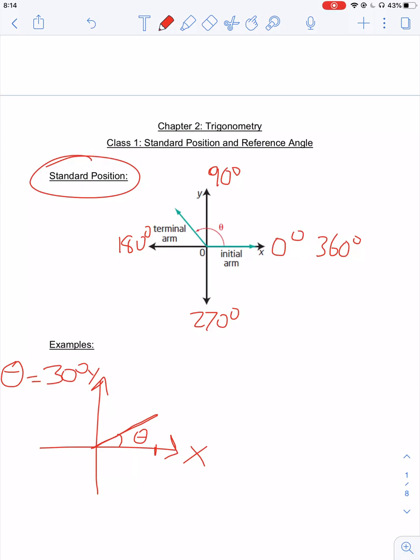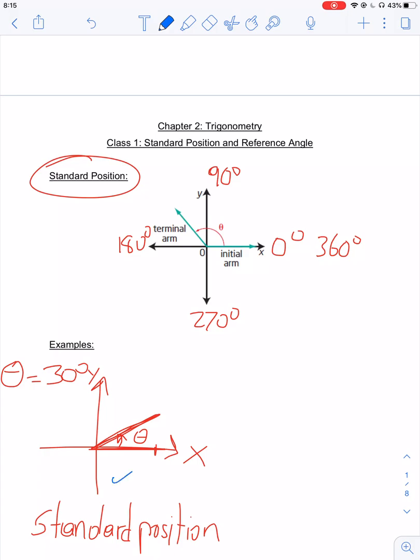Now, you have to be careful, because this respects the definition of standard position. The initial arm is on the positive x-axis, the terminal arm is here, and the distance in between is what we call theta. So this is in standard position. I'm going to give you an example of something that's in standard position, and the other example will not be in standard position. Let me just check this. So this is in standard position, and I'll maybe use a different color.